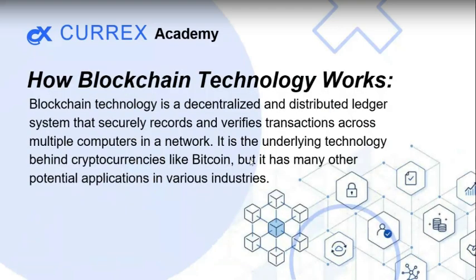So let's quickly define what blockchain technology is and how it works. Remember, blockchain technology is what cryptocurrency is built upon. Blockchain technology is a decentralized and distributed ledger system that securely records and verifies transactions across multiple computers in a network. It is the underlying technology behind cryptocurrencies like Bitcoin, but it has many other potential applications in various industries.